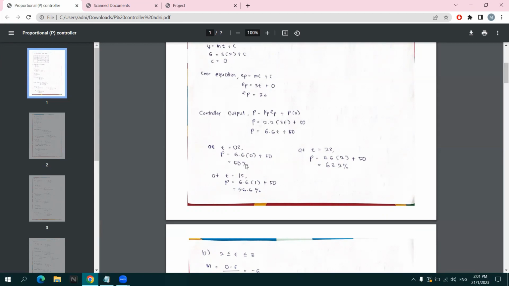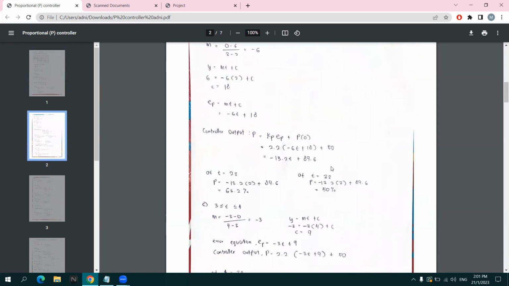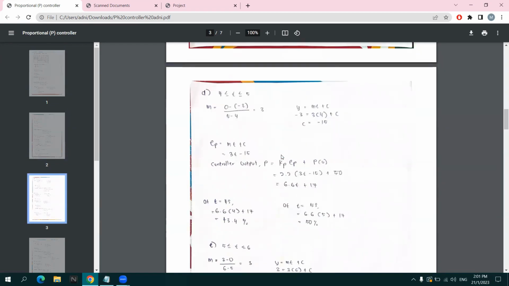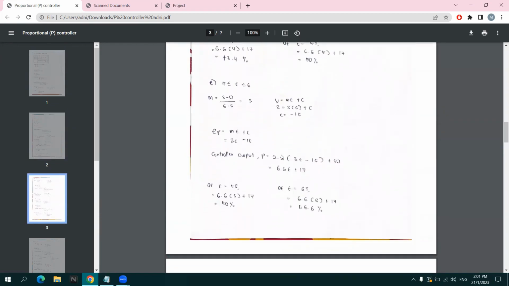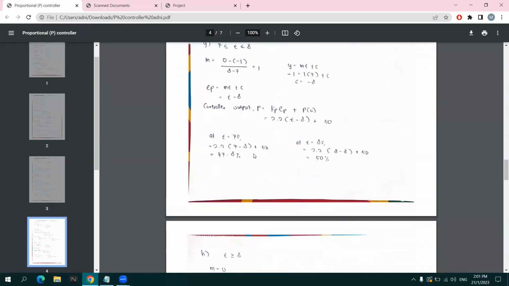And then at 1 second, we got 56.6%. At 2 seconds, we got 63.2%. So it's all the same with all of this equation, with all the calculation part for the F, G, and also H.